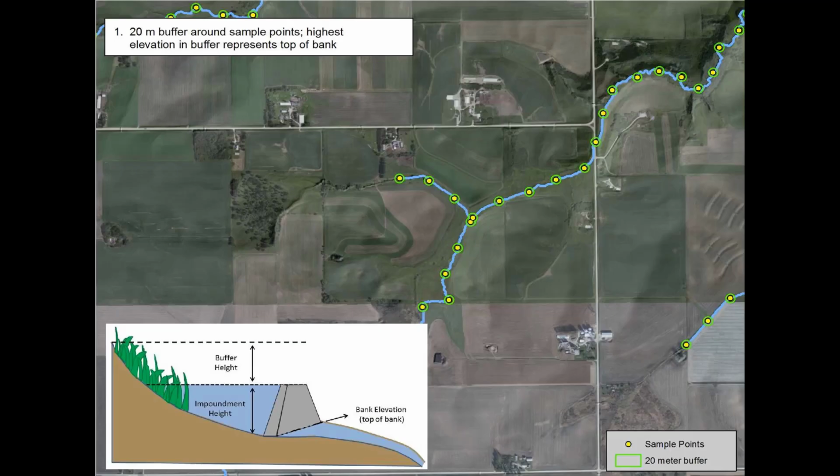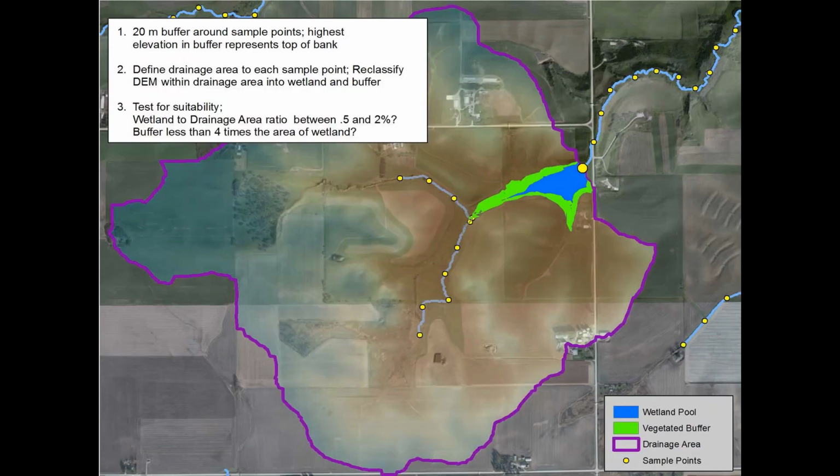While the tool is running, I'm going to go over what it's actually doing. So first off, the sample points are placed at whatever spacing you chose. For me, 250. So points are generated along concentrated flow paths every 250 meters. A 20-meter buffer is then placed around those sample points, and then the highest elevation in the buffer represents the top of the bank. The second step is to define the drainage area to each sample point.